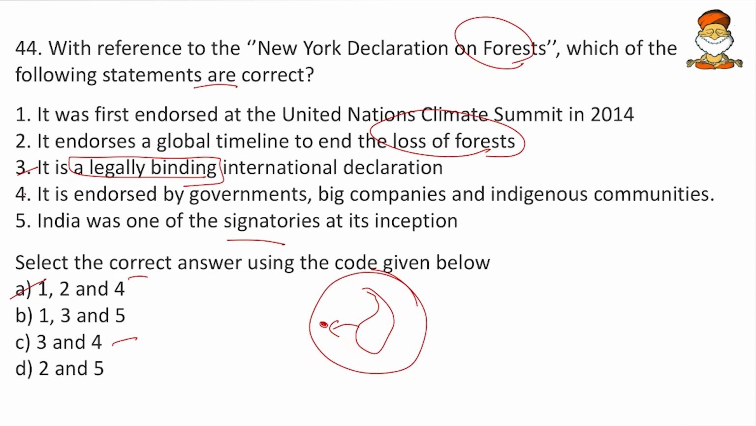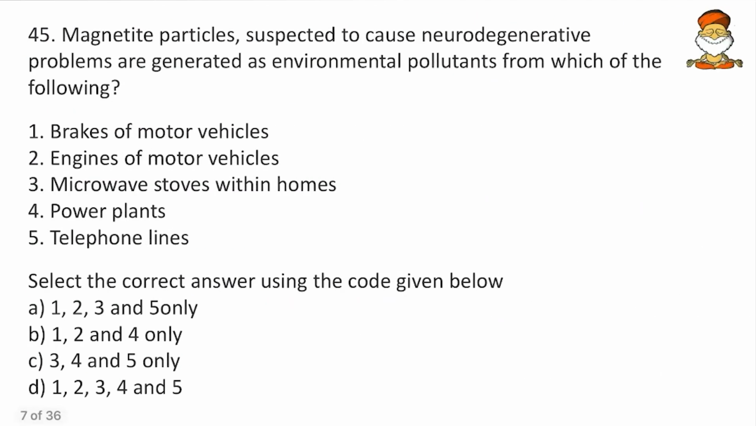So again, it is immaterial whether you have read something, whether you know something. You can crack that question if you have good guessing strategies. Then: magnetite particles suspected to cause neurodegenerative problems are generated as environmental pollutants from which of the following? So here again friends, that NCERT knowledge is required.